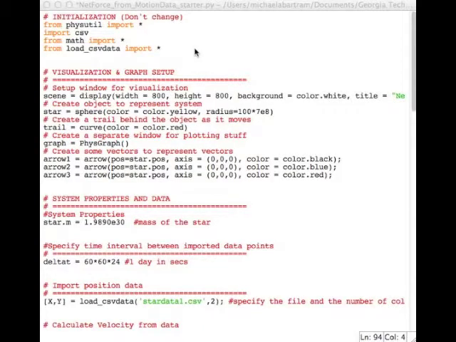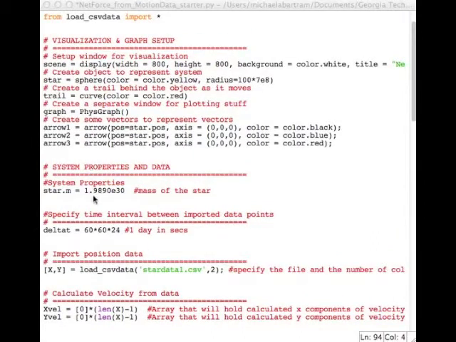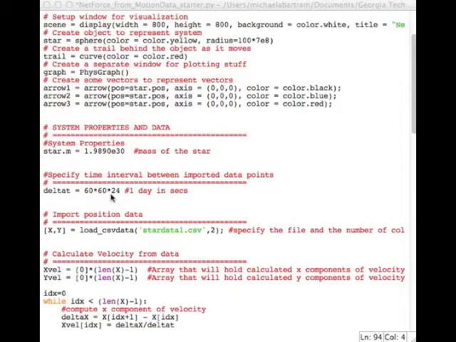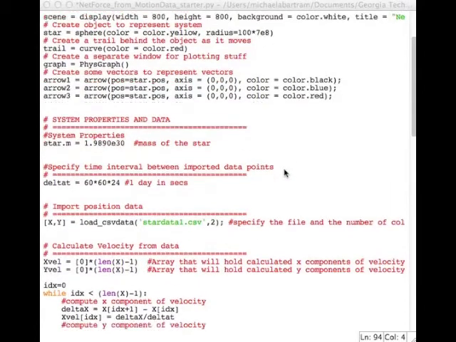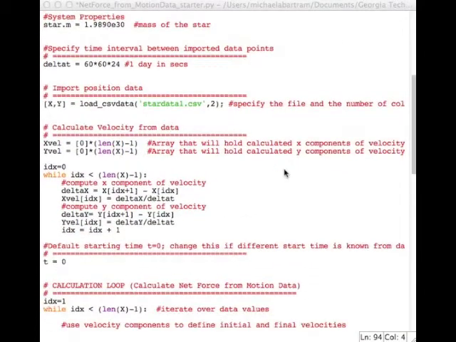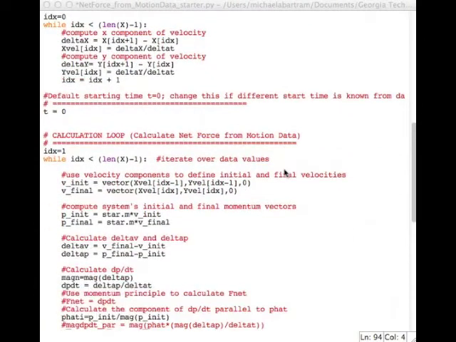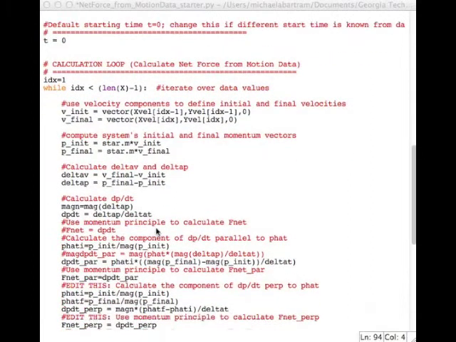The next thing I did was update my starter code with the new data from WebAssign. Right here, I updated the mass of the star to 1.989 e to the 30. I didn't have to update my delta t because 60 times 60 times 24 is 86,400, which is the number of seconds in a day. And then if you scroll down, we can see what I did in lab last week. I had to find initial velocity, final velocity, initial momentum, final momentum, as shown.